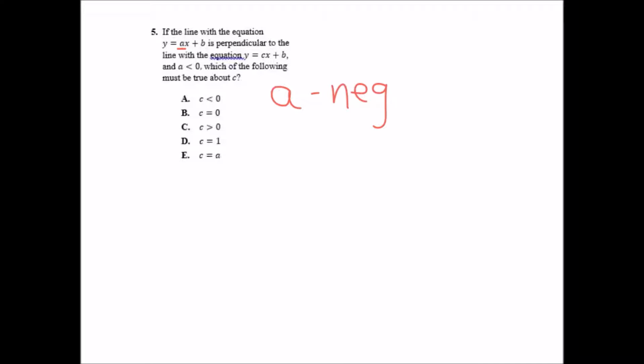Which of the following must be true about C? If A is a negative number, and we know that perpendicular means the slopes have to be opposite each other, then C has to be a positive number. So C has to be greater than 0. Correct answer is C.